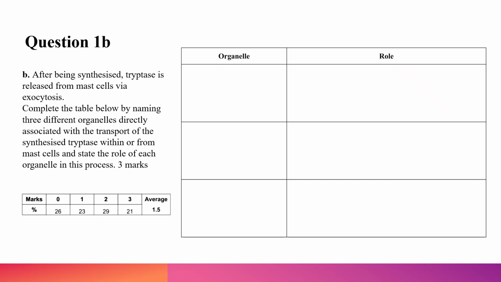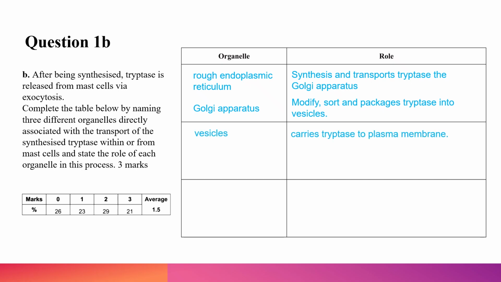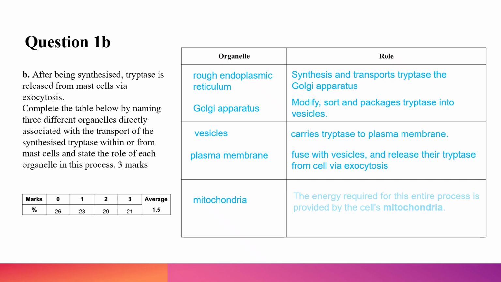After being synthesized in the rough endoplasmic reticulum, RER, the enzyme tryptase is transported to the Golgi apparatus. In the Golgi, the protein is modified, sorted, and packaged into vesicles. These vesicles then move to the plasma membrane, where they fuse and release their tryptase from the cell via exocytosis. The energy required for this entire process is provided by the cell's mitochondria.